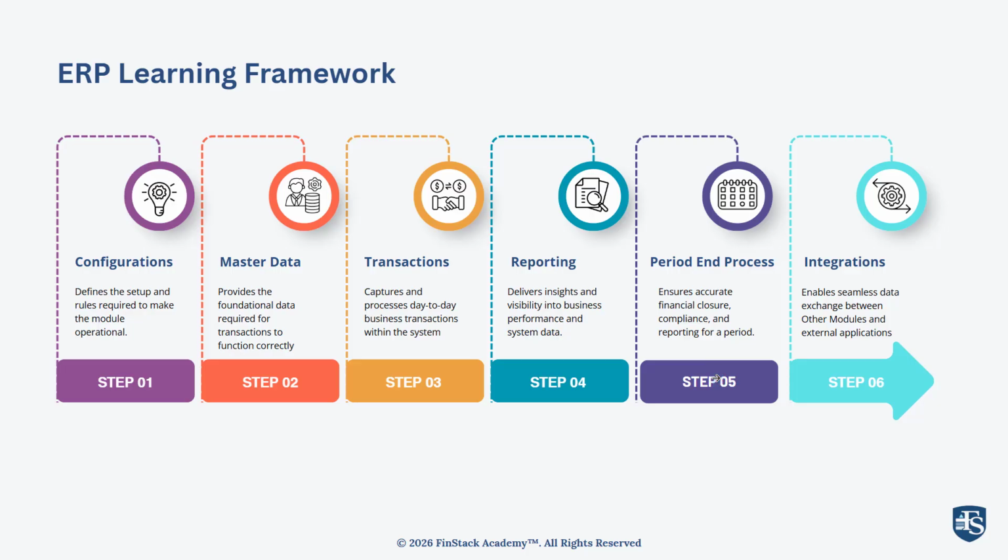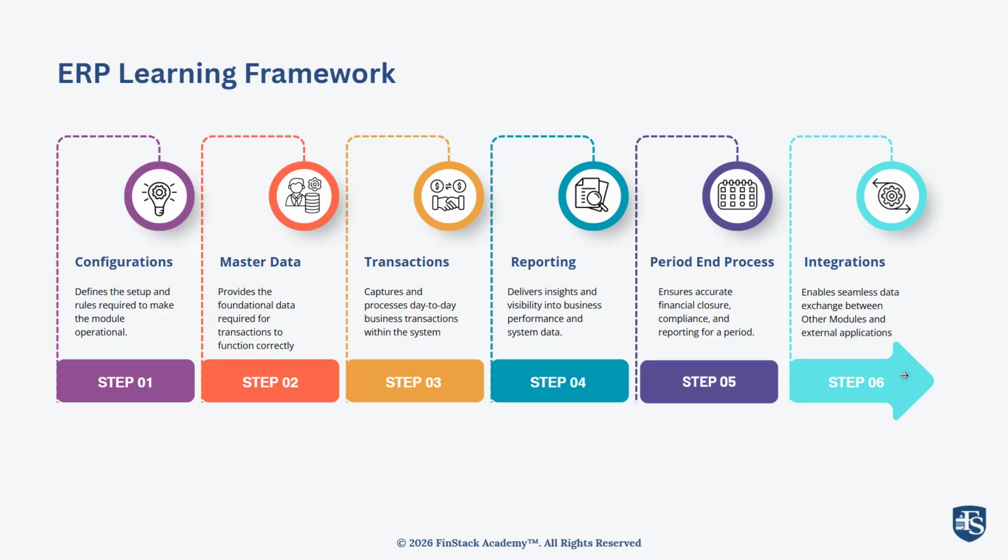Step 5, period end process. One of the most overlooked areas by beginners is the period end process. At the end of every accounting period, organizations perform several important activities to ensure accurate financial reporting. These activities may include accruals, depreciation, reconciliation, closing subledgers, posting journal entries, and finally closing the general ledger. Learning the period end process helps you understand how all day to day transactions come together to produce accurate financial statements. This is an area that distinguishes experienced ERP professionals from beginners.